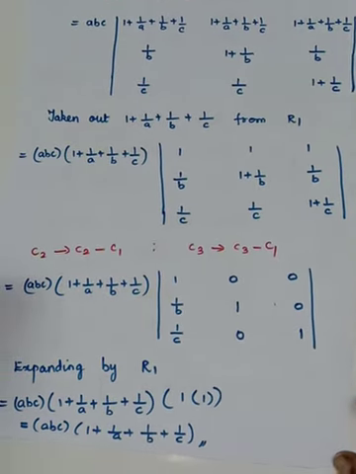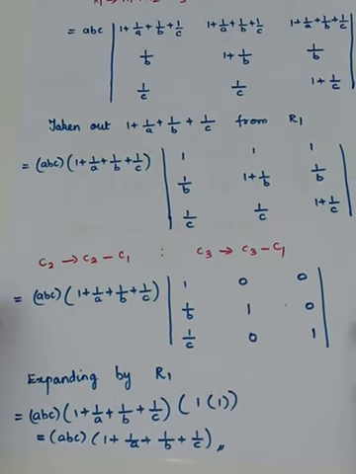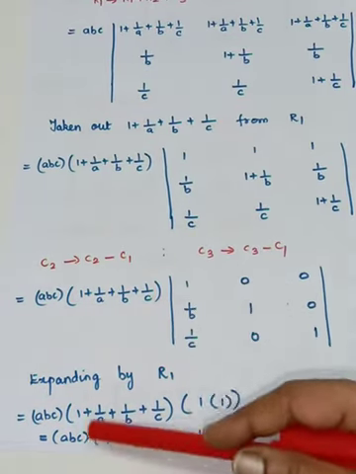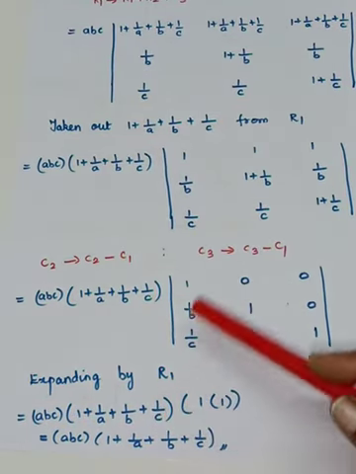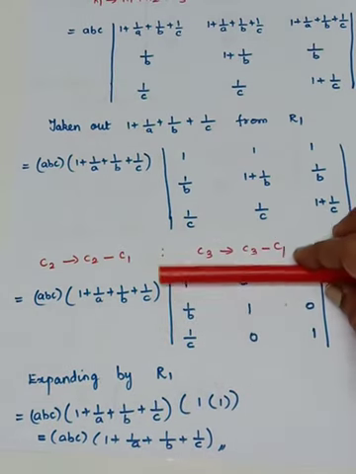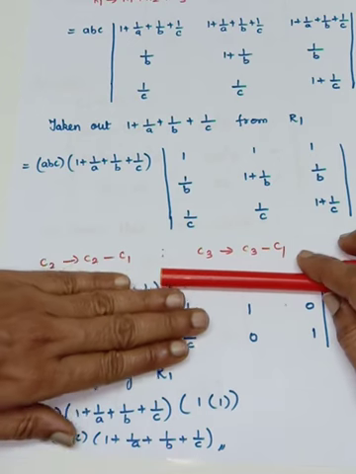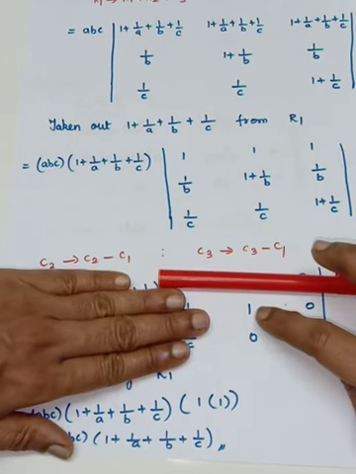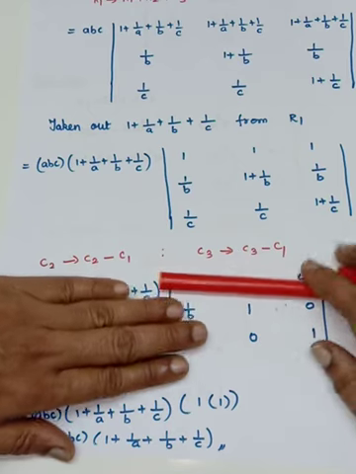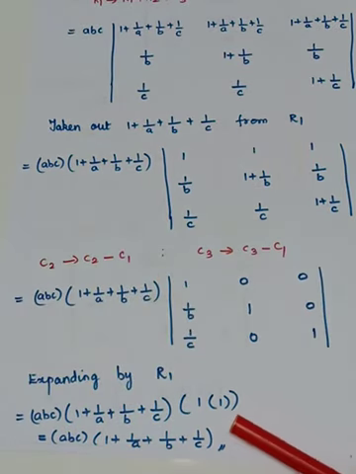Now you can expand by R1. See how to expand by R1. You have to write these two terms as it is, into the first number, deleting the first row as well as the first column. So what is remaining here? 1 into 1. So 1 into 1 is 1 minus 0. So you will have 1 into 1, that is 1.